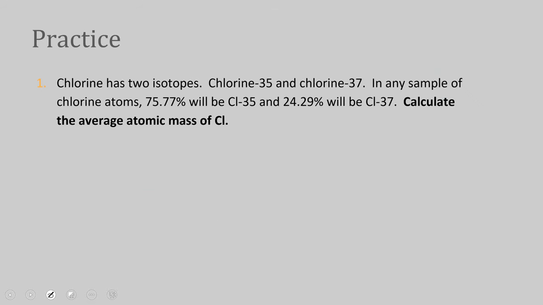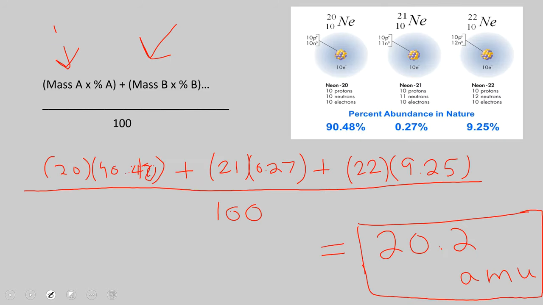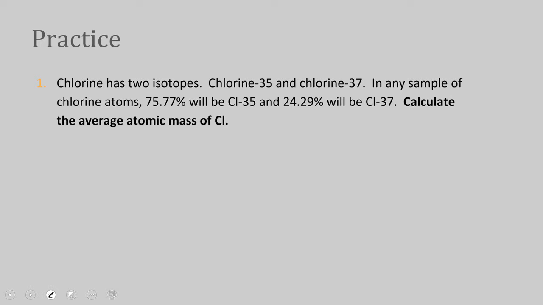All right, let's look at another one. Practice. Chlorine has 2 isotopes, chlorine 35 and chlorine 37. In any sample of chlorine atoms, 75.77% will be chlorine 35 and 24.29% will be chlorine 37. Calculate the average atomic mass of chlorine. So we're going to follow the same steps we did in the previous one, where we took the masses, we took the percents, and then added them, and then divide by 100. So we'll do the same thing.